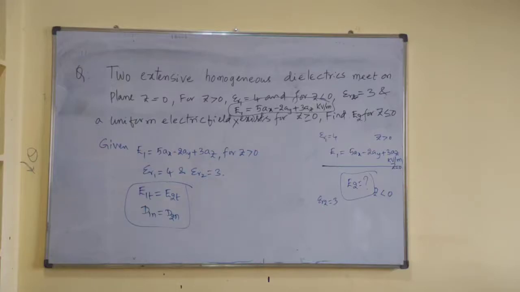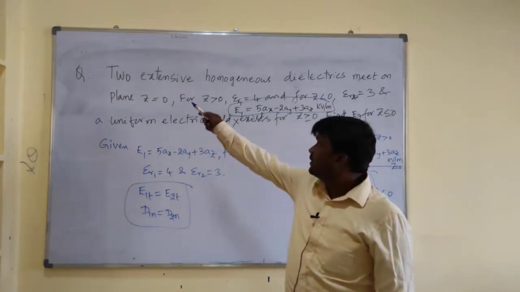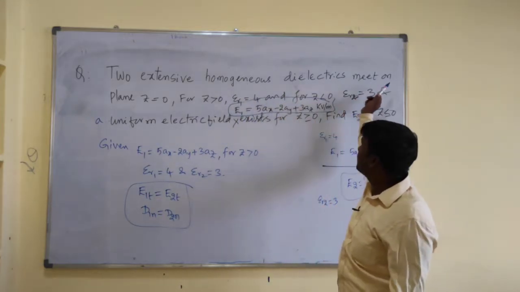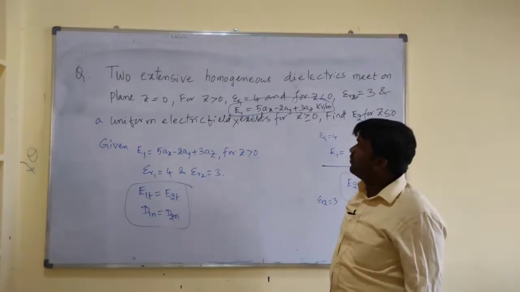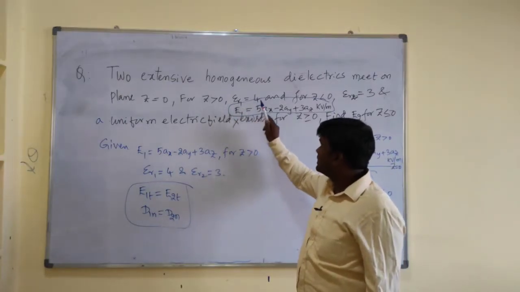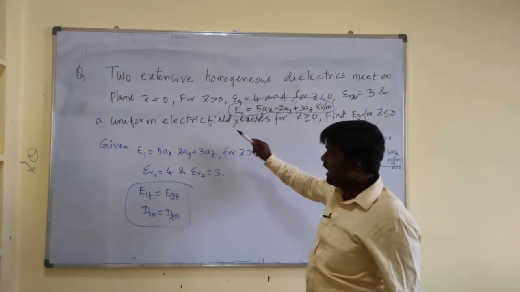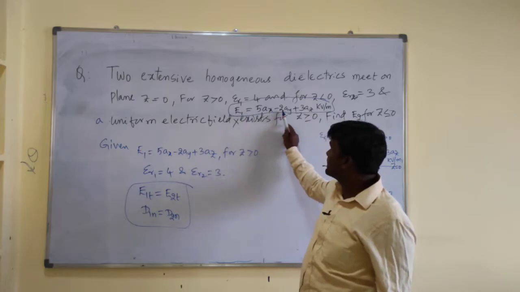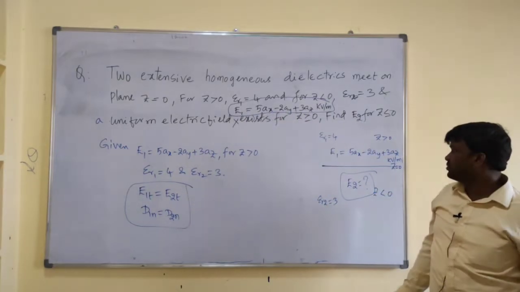Hi, in this video we will solve a problem related to the boundary conditions. In this problem, two extensive homogeneous dielectrics meet on the plane z equal to 0. For z greater than 0, epsilon r1 is 4, and for z less than 0, epsilon r2 is 3, and a uniform electric field E1 equal to 5ax minus 2ay plus 3az exists for z greater than or equal to 0.